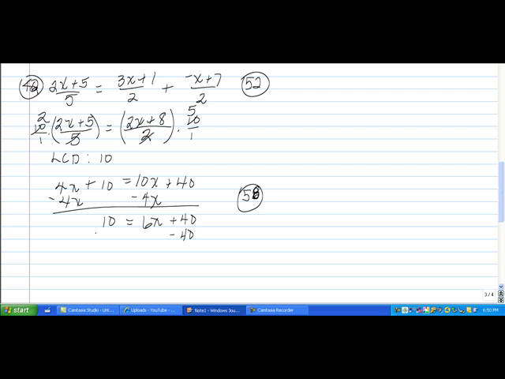I'm going to move the constant terms over together. I get negative 30 equals 6x. And dividing by 6 means x equals negative 5. So in 42, we end up with negative 5.